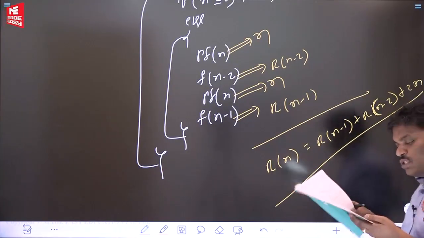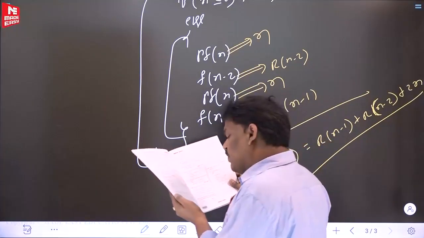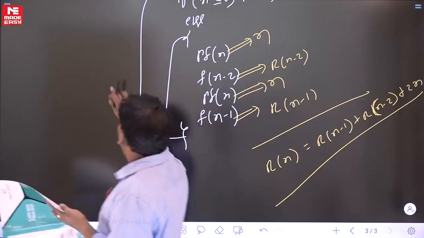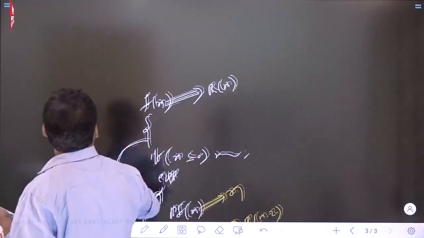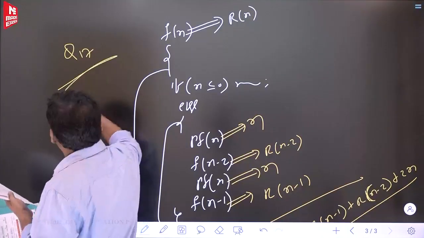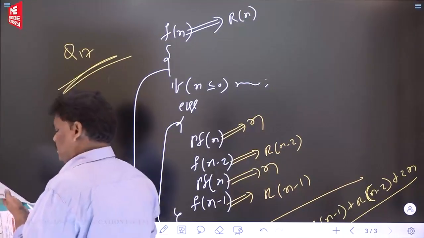So can you help me now for question number 17? What is the answer? R of n minus 1 plus R of n minus 2 plus 2n. C is the answer. Question number 17, answer is going to be C.